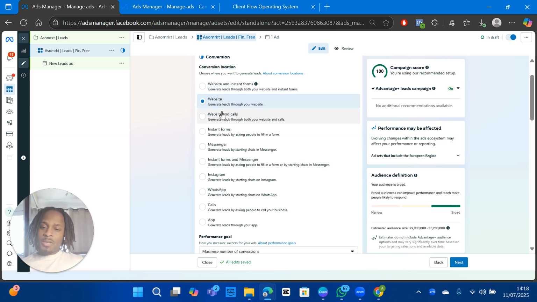So I tend to send people to an opt-in page, and another benefit of using a website opt-in page is that you have control of this data.